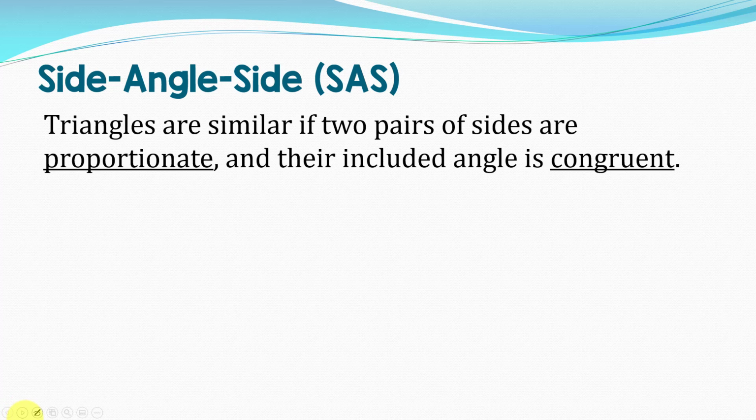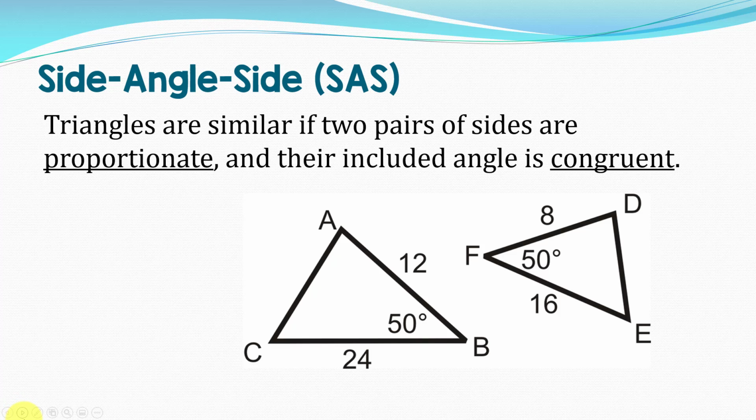All right, side and then the included angle. Triangles are similar if 2 pairs of the sides are proportionate and their included angle is congruent. So we're looking at this angle being congruent to this angle, and that is between the 2 sides, 12 and 24. So I'm going to match up 12 and 24 to 8 and 16.